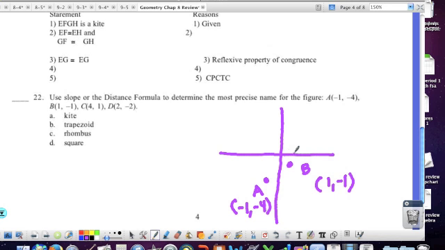C is at 4, 1. Okay, so that's C. That's 4, 1. And D is at 2, -2. So over 2, down 2. That's D.